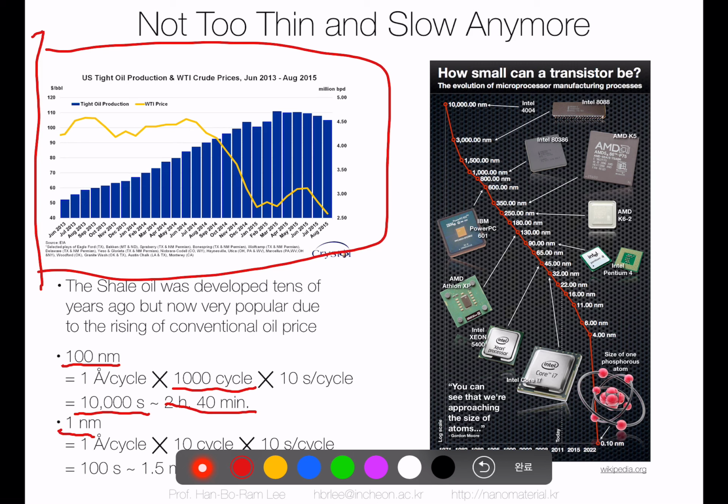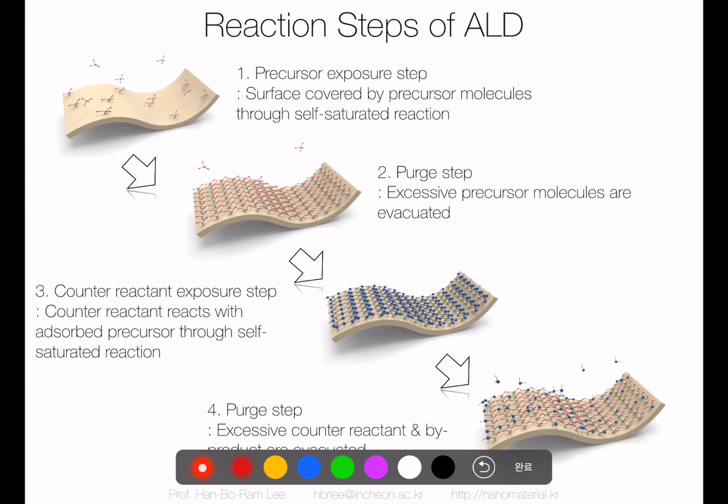But now we only deposit 1 nanometer, so the thickness is thin enough. With the same condition, we only need 100 seconds, that is 1.5 minutes. That is quite acceptable in high volume manufacturing. So that means we can use ALD for various applications, typically in semiconductor device fabrication, because the thickness range is thin enough for the ALD process.